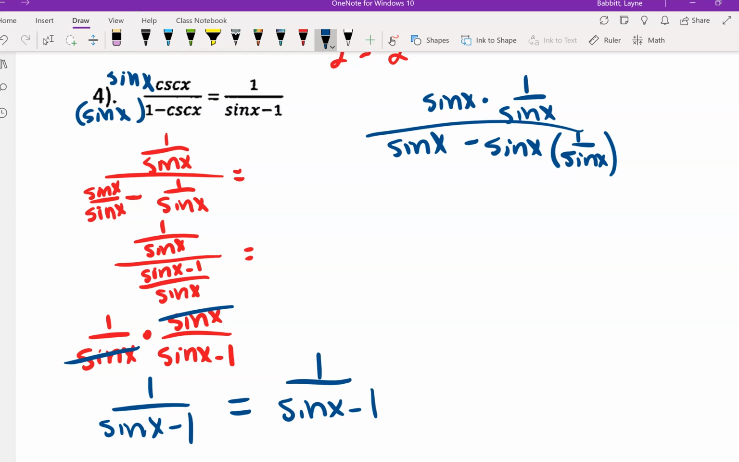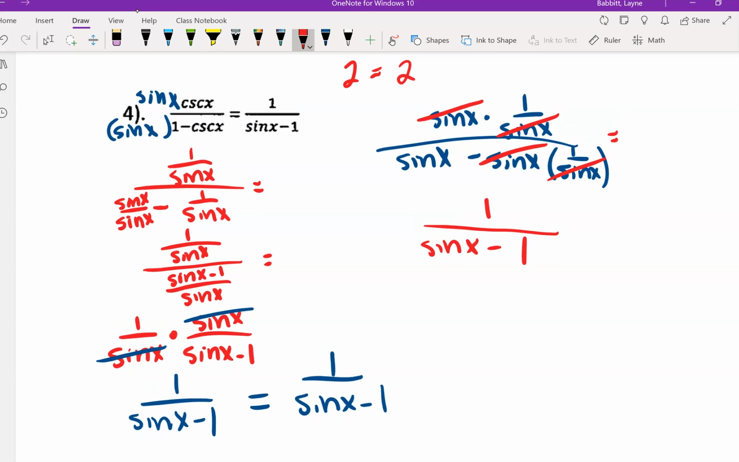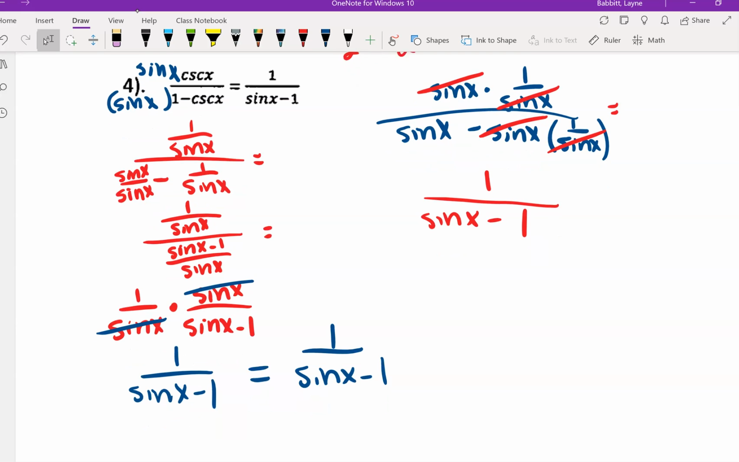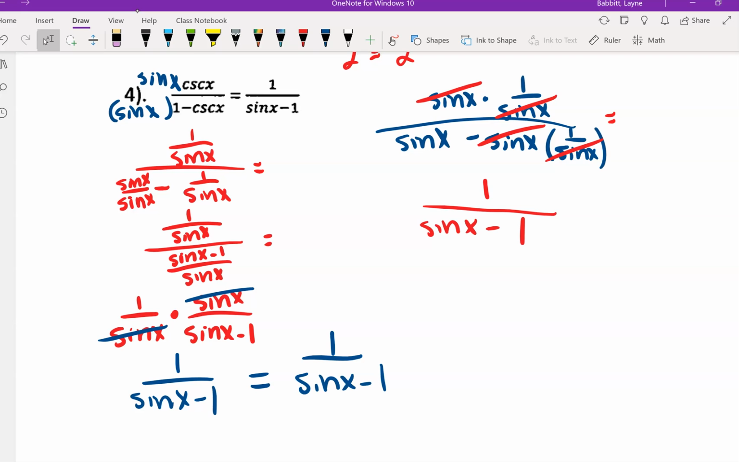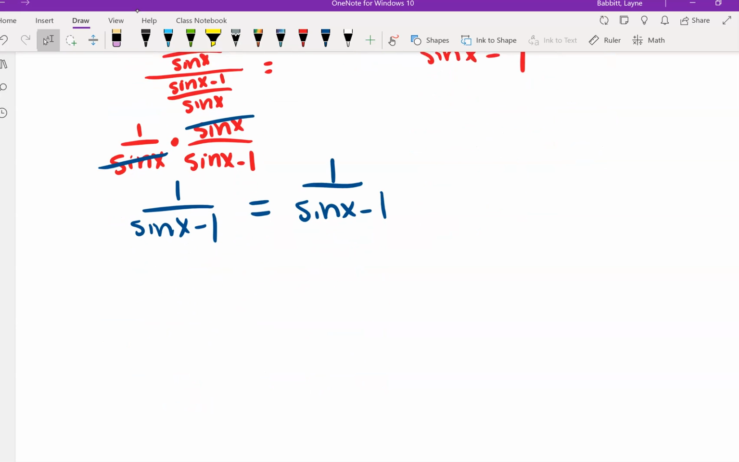Alright, and then what happens here on the top, the signs cancel. We just get 1 on top, and on the bottom we get sine x minus, again, the signs cancel, sine x minus 1, which is what we wanted to get. So that way was a little bit faster, but it wasn't exactly one of the methods that we taught you guys to do. So there's lots of different ways to do things. Just usually a good idea to start with one of the 7 methods that we taught you.